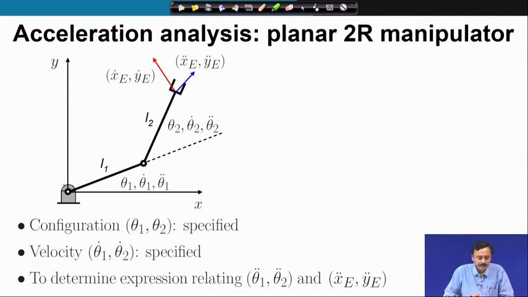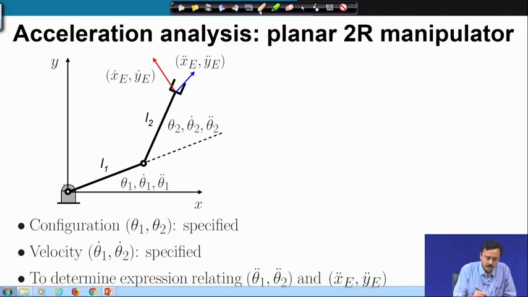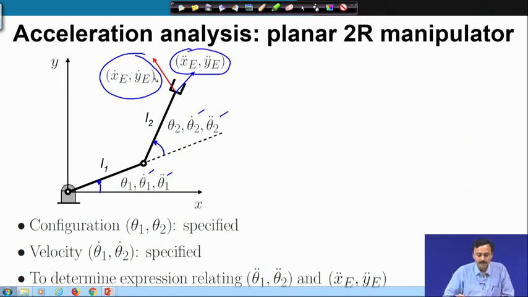Next, let us look at the acceleration analysis of a planar 2R manipulator. So, here I have shown a 2R manipulator which is moving at a certain configuration. It is moving with velocity theta 1 dot, theta 2 dot, and acceleration theta 1 double dot and theta 2 double dot. So, this has a velocity of the end effector as x e dot, y e dot and an acceleration x e double dot and y e double dot.